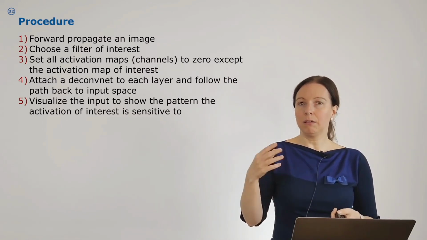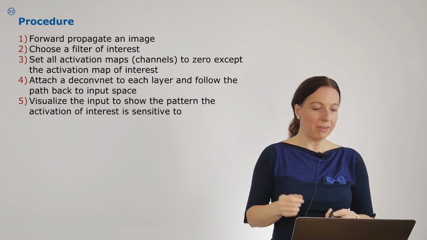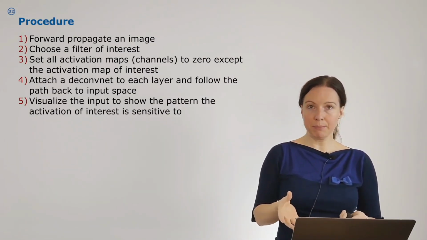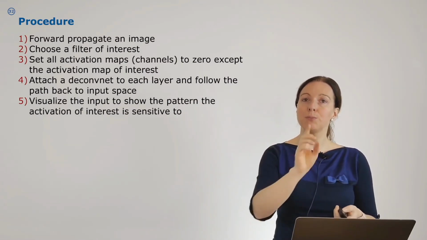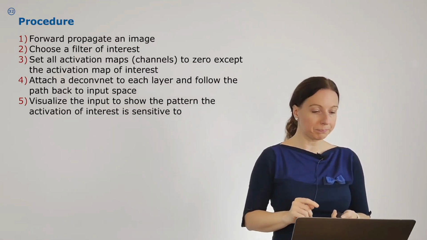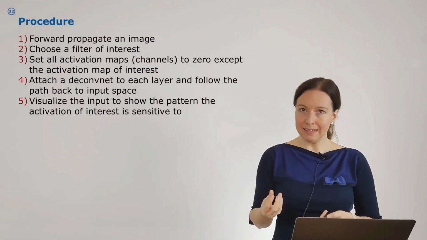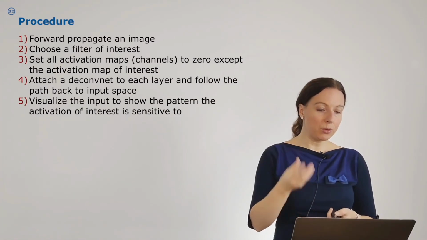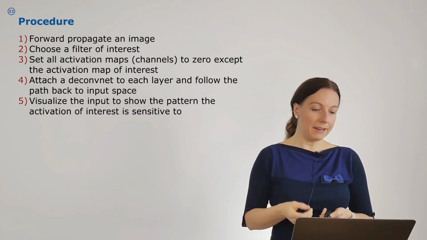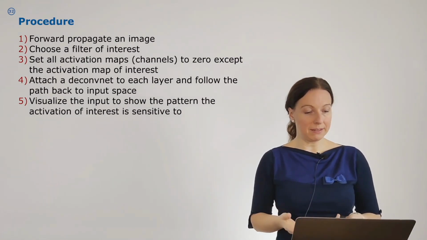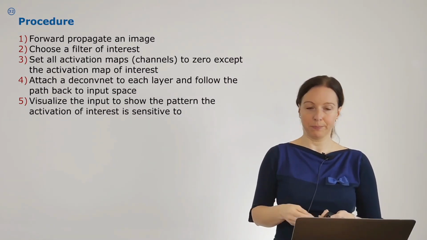So let's say you want to learn something about a specific filter. Then you set all activation maps, that means all channels, to 0 except the activation map which belongs exactly to this filter of interest. And then you attach a Deconvnet to each layer and follow the path back to the input space. And then you visualize the input to show the pattern the activation of interest is sensitive to.